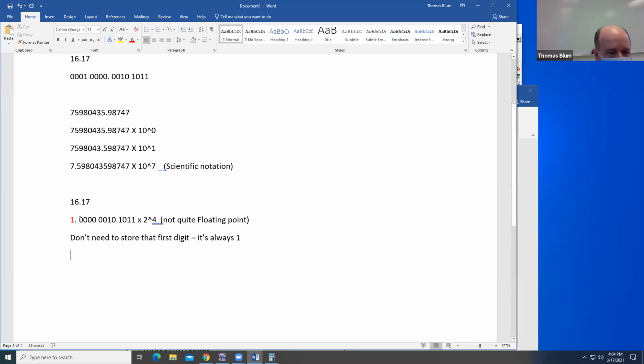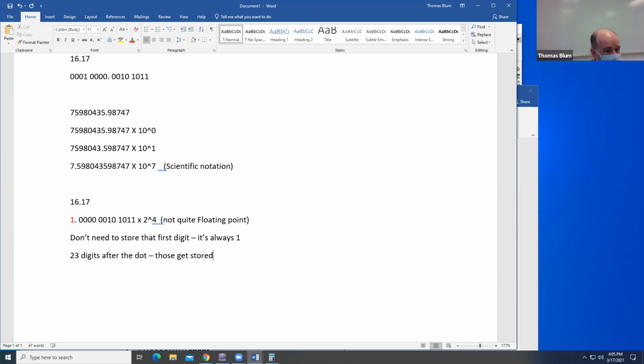Then we need how many bits are going to be after the dot. And our answer is 23. 23 digits after the dot. Sometimes I'll be talking about 24 because I'll be including this 1. But when we store, we'll take it away. So storing, there are 23 digits after the dot, and those get stored. So the first digit, it's always a 1. We don't store it. So sometimes we're taking it away. Sometimes we're adding it back in.